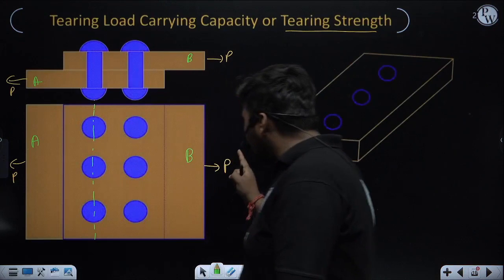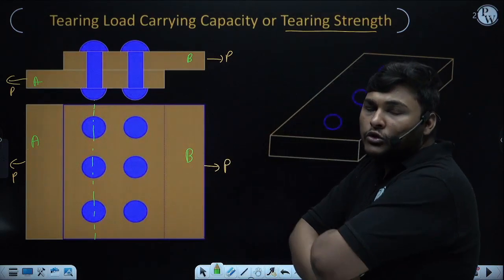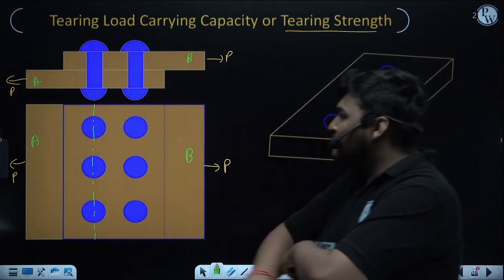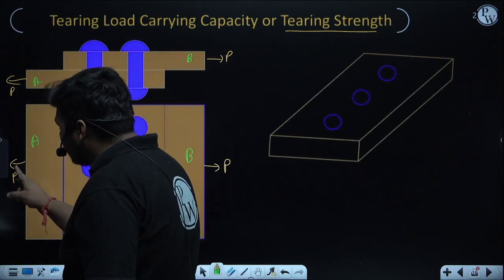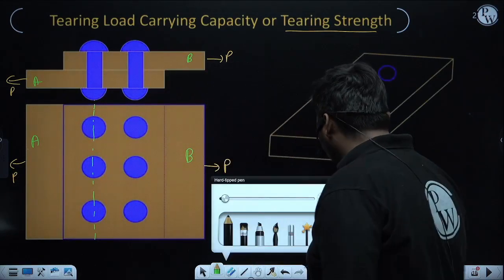Okay, if we are focusing on load of plate B, then the nearest row will be this. But right now I am focusing on the rows of load P of plate A, and the nearest row from this load P is this row. Now, what is tearing failure?